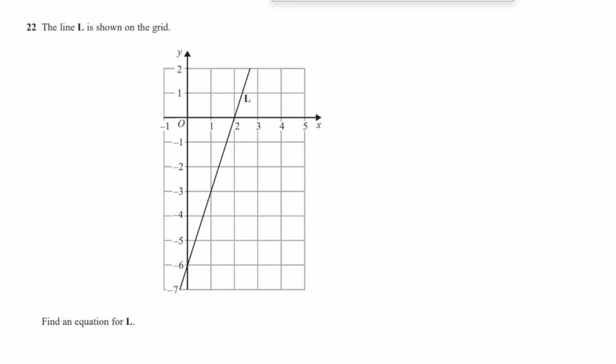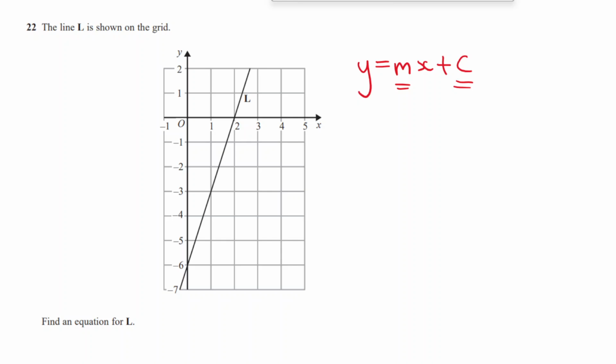So if you have a diagonal line, it's going to follow the format of y equals mx plus c, where m is your gradient. So that's your gradient value, and this is your y-intercept. How do we find the gradient? Well, pick any 2 points on the straight line.